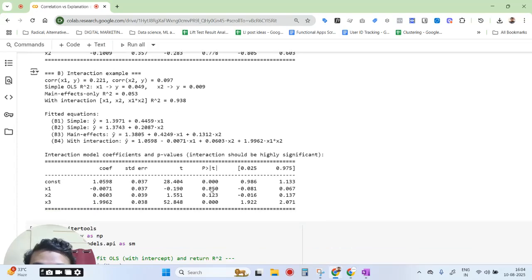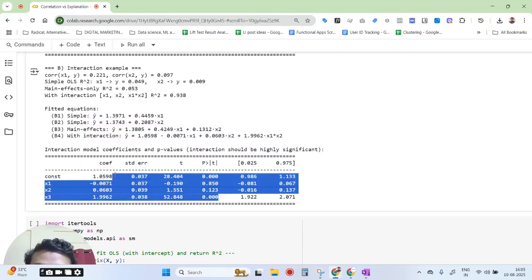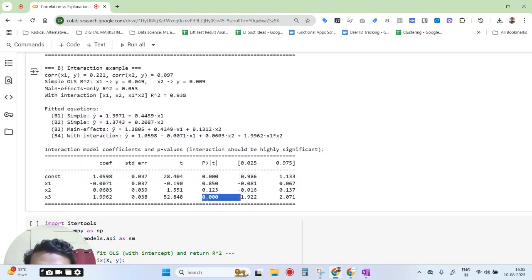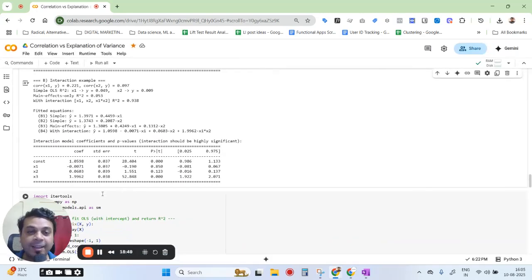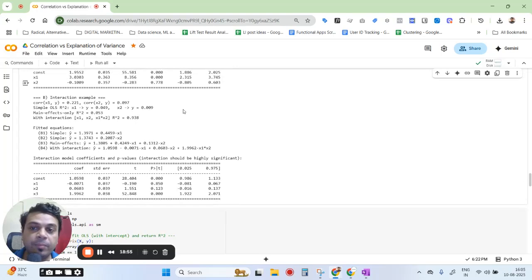Okay. And if you look at the coefficients also, you'll see that the interaction variable x3 is actually your interaction term. That is very statistically significant, and it has a decent coefficient as well, relatively speaking. The other two are not. Okay, so this is again a great example where the interaction term, when present, is completely changing your perspective.